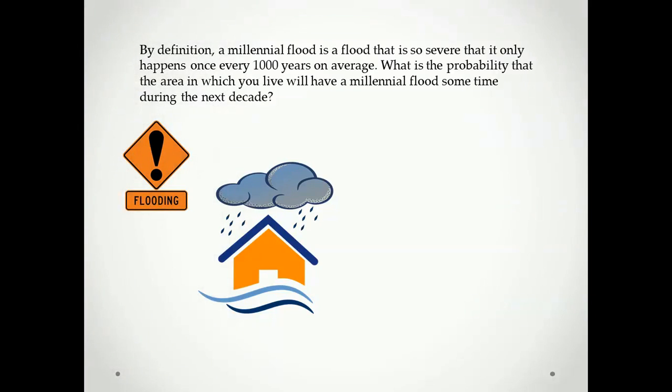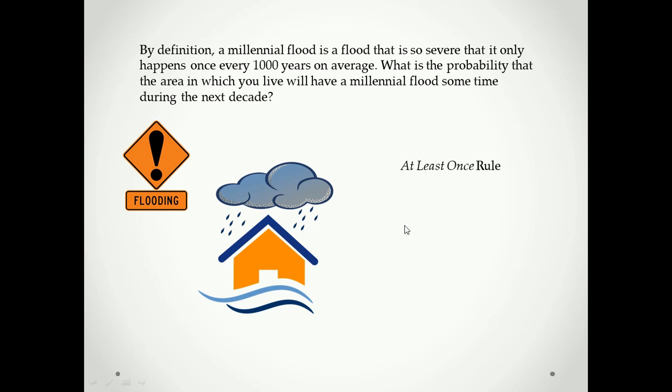All right, so let's take a look at a couple of questions from your guided practice 7B. First one I wanted to look at is the one dealing with the flood. And so we have this millennial flood, which is a flood so severe it only happens once every 1,000 years on average. And we want to figure out what's the probability that we will have a millennial flood sometime in the next decade. So key to this is recognizing that we're dealing with an at least once situation, right?